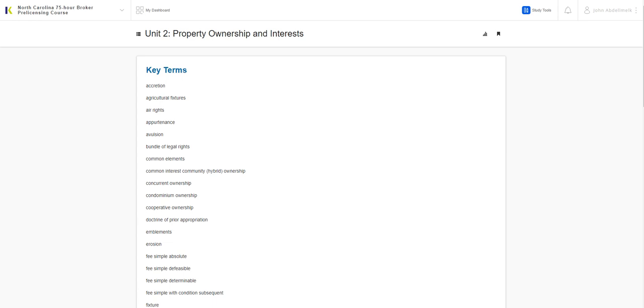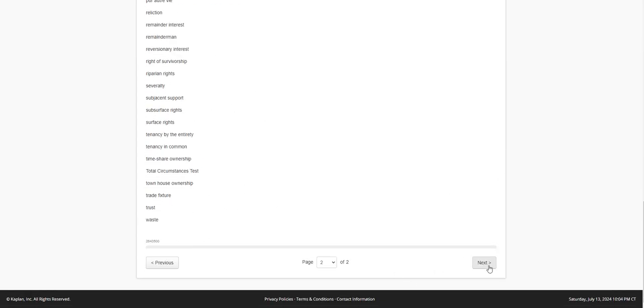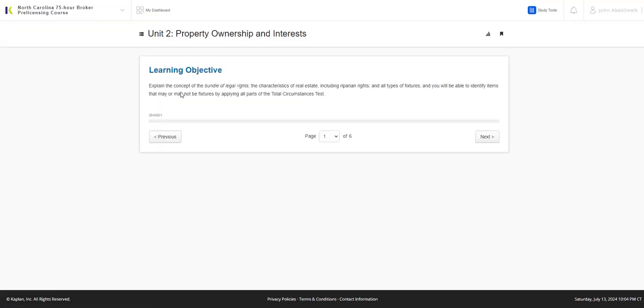Accretion: the gradual addition of land by natural forces such as wind or water. Agricultural fixtures: items attached to agricultural property. Air rights. Appurtenance: something added that becomes part of it, such as an easement or a fixture. We'll learn all of this later. So let's get straight into the learning objective of this immediate part.